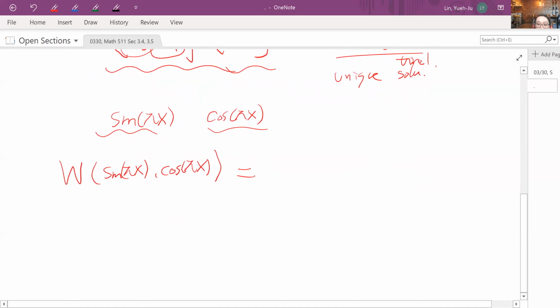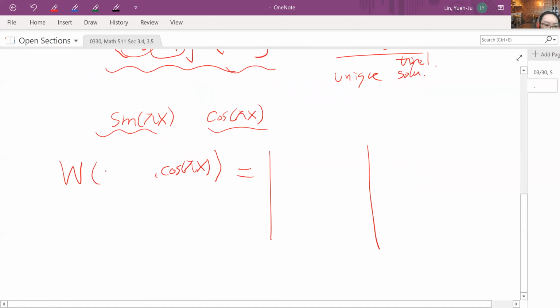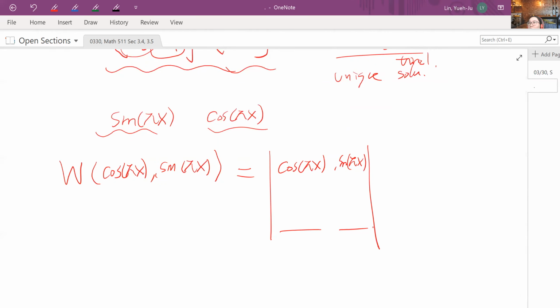So the Wronskian is okay. You check the determinant. It doesn't matter which one I put first, but let's swap the order since that's the order the textbook used. So let's say the Wronskian of this: the first row is the function, and the second row is the derivative. Then you see whether the determinant is actually non-zero.